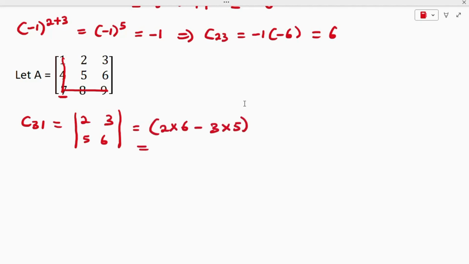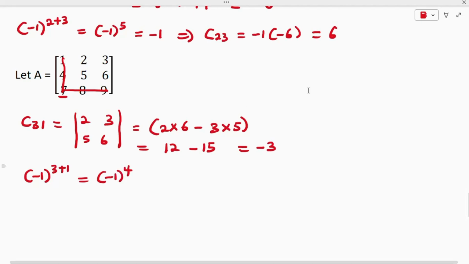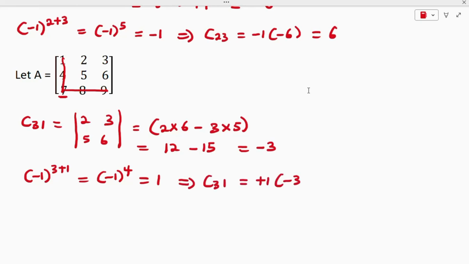And this is equal to 2 times 6, which is 12, minus 3 times 5, which is 15. And this is equal to minus 3. So apply the sign pattern. We have minus 1 raised to the power of 3 plus 1, which is minus 1 raised to the power of 4, which is 1. So this implies that C31 is equal to plus 1 multiplied by minus 3, and this is equal to minus 3. So let's go on to C32.